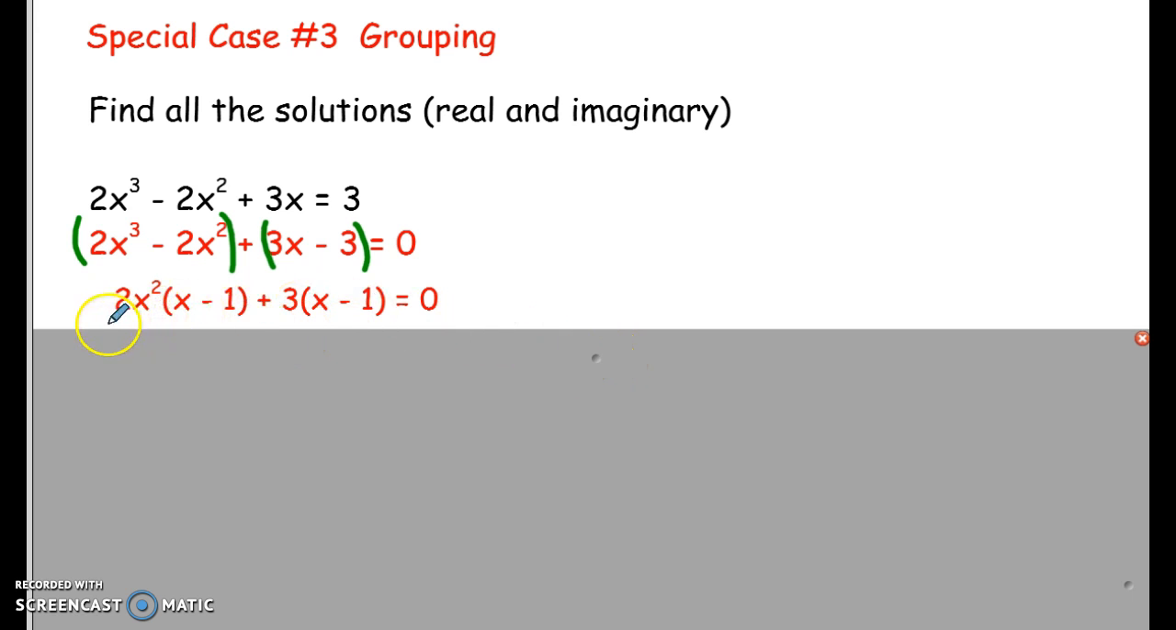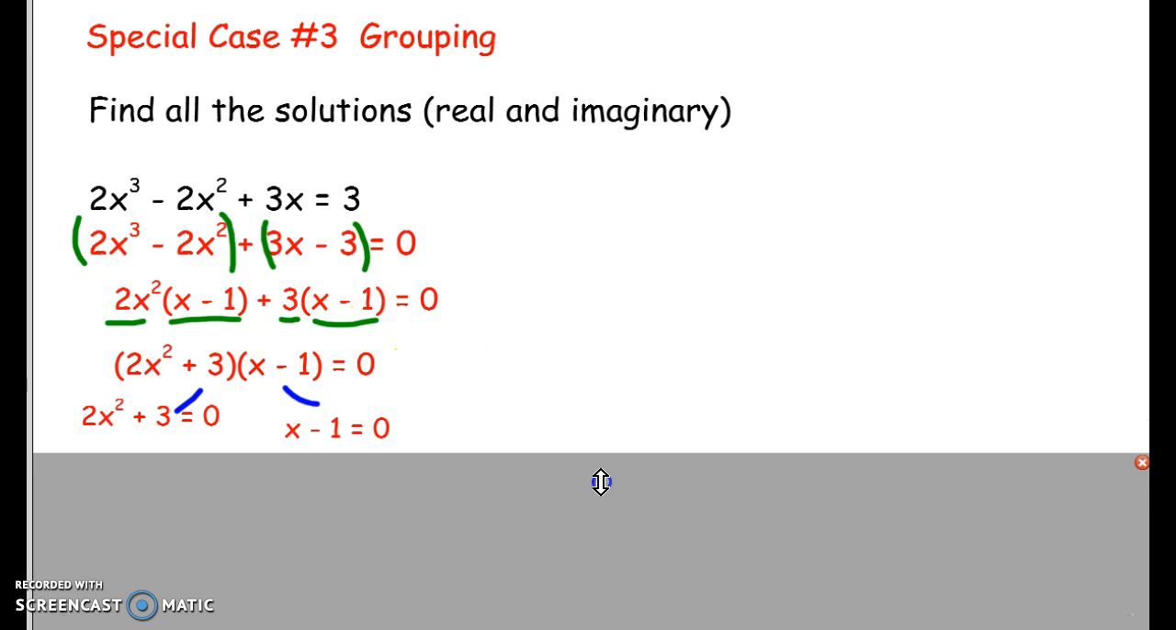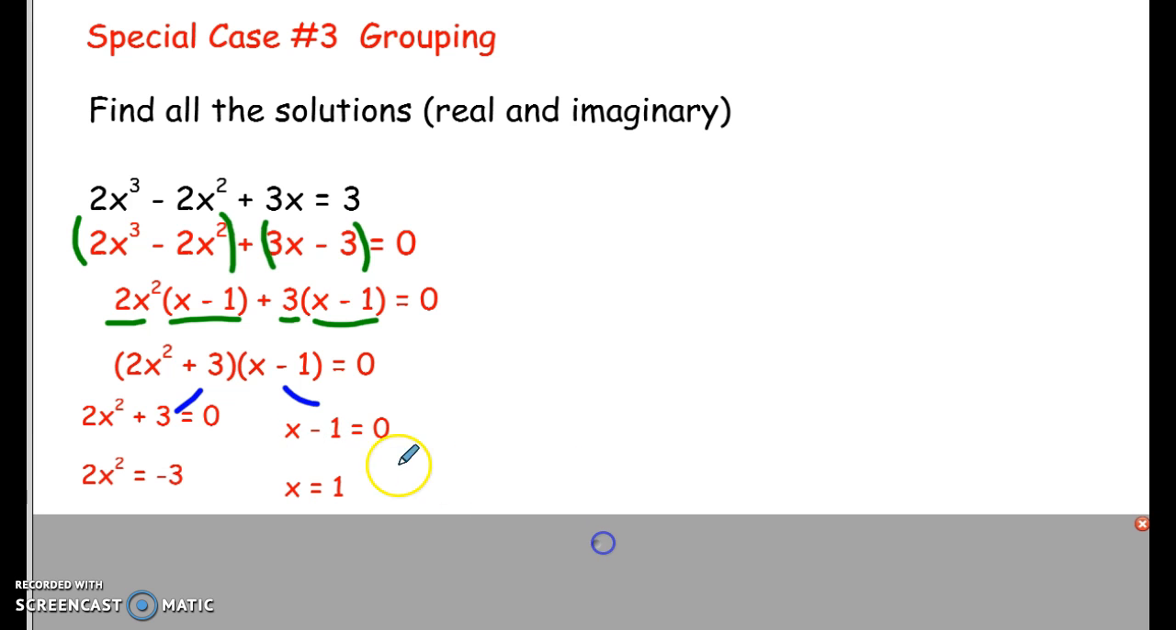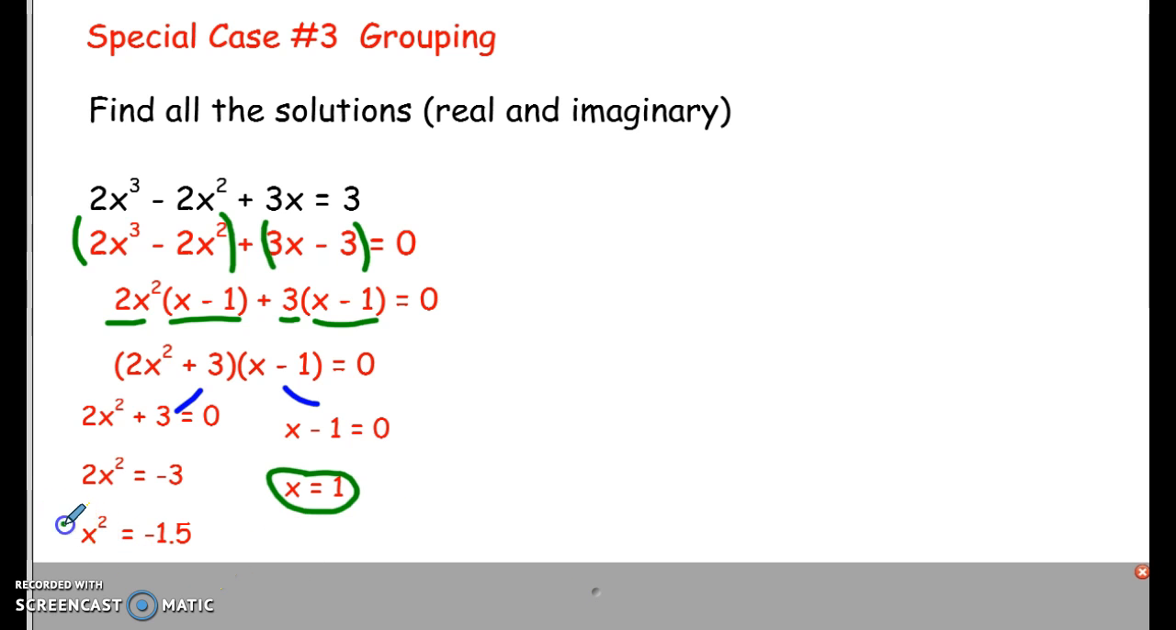From here, whatever's in front is going to be one factor, and then the parts that match are going to be another factor. So the 2x squared plus 3 and the x minus 1. Then set the parts to 0 and solve them. On the right, you just get a single answer of 1. On the left, we have to do a little bit of work, and it's going to get a little weird with decimals. You minus 3, divide by 2. Now take the square root.